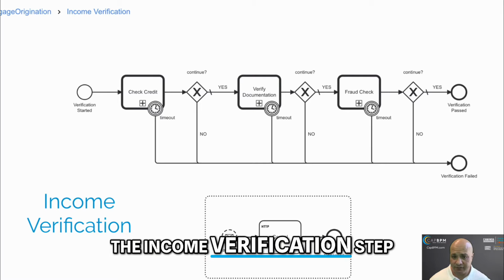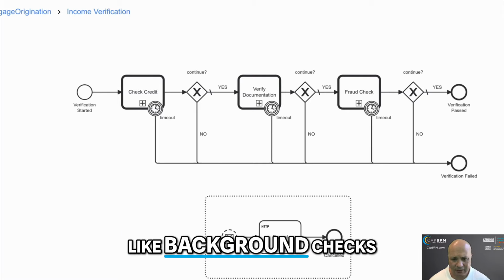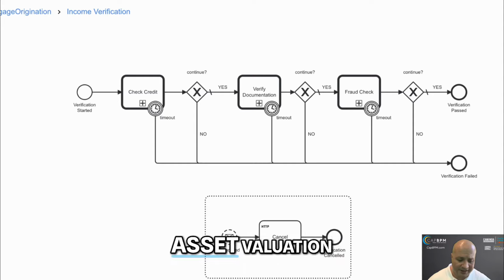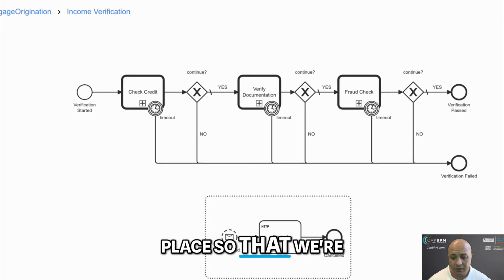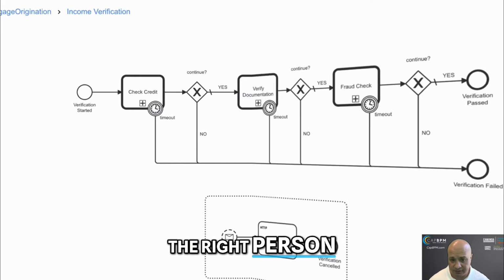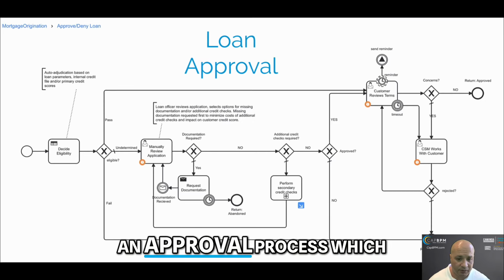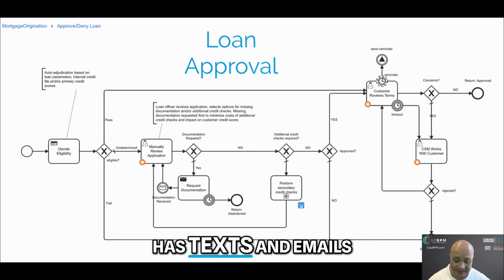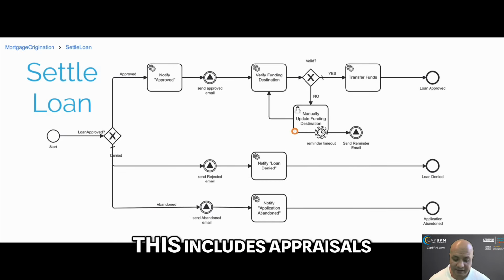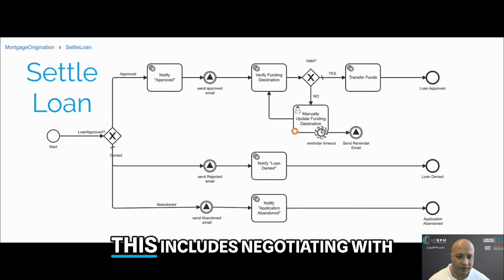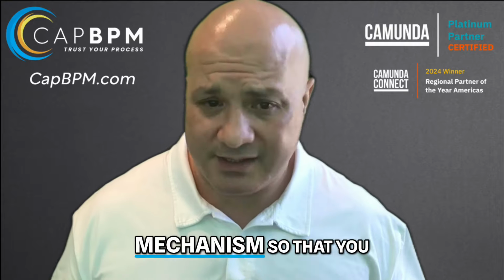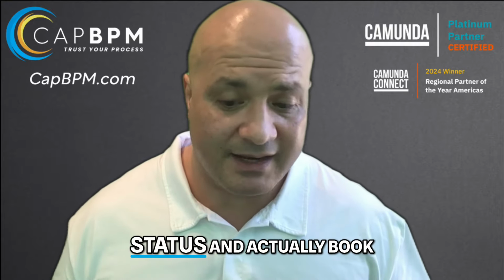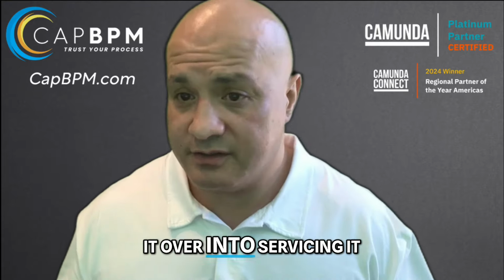After the customer comes back and says, I'm interested in this property or that property, that's when we start the income verification step. So this is things like background checks, fraud detection, asset valuation, document validation, all that stuff that has to be in place so that we're confident that we're giving the right loan to the right person. This includes things like an approval process, which has texts and emails. This includes underwriting. This includes appraisals. This includes negotiating with the customer so you can come back and give them exactly what they need. This includes the booking mechanism so that you can actually track the status and actually book the loan and turn it over into the servicing end.